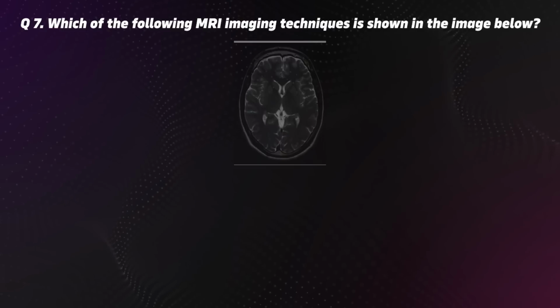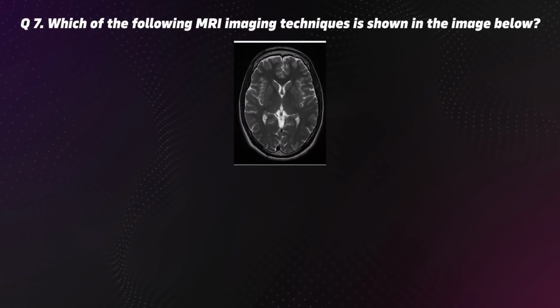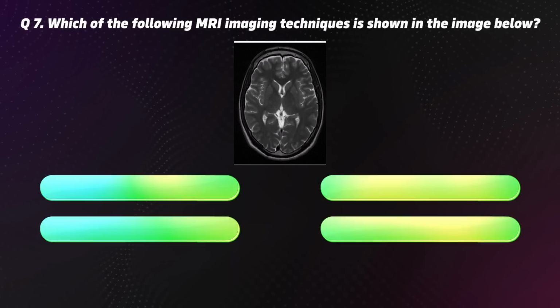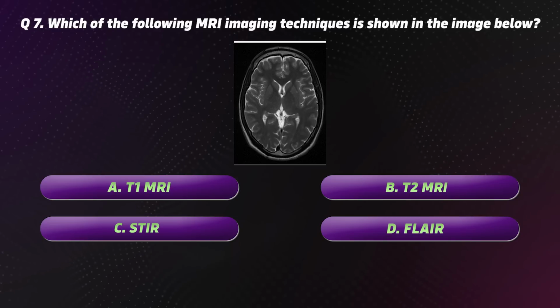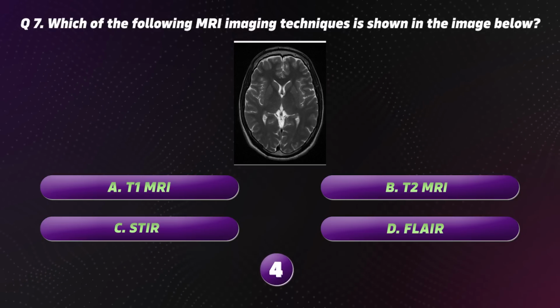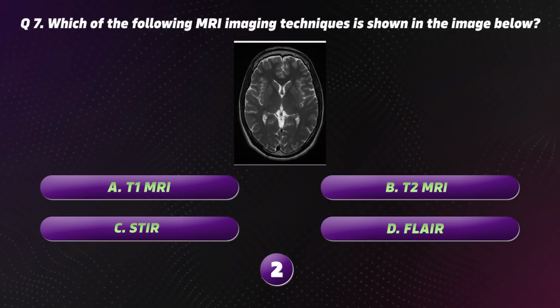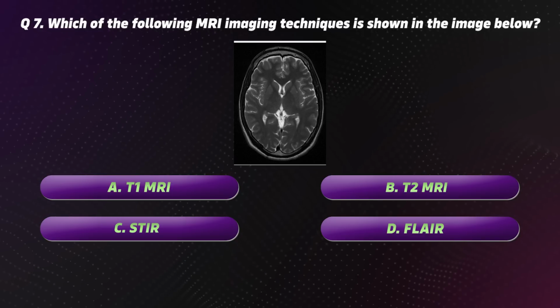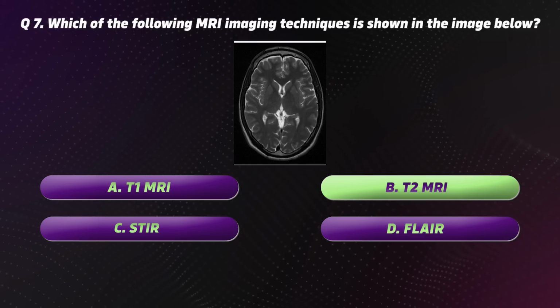Question 7. Which of the following MRI imaging techniques is shown in the image below? Here are the options. A. T1 MRI. B. T2 MRI. C. STIR. D. FLAIR. And the correct answer is option B, T2 MRI.